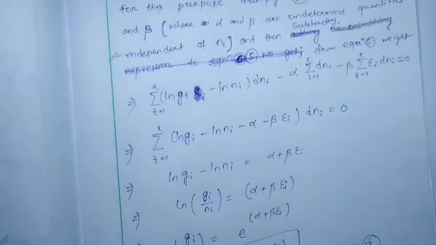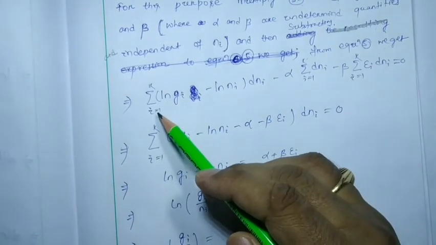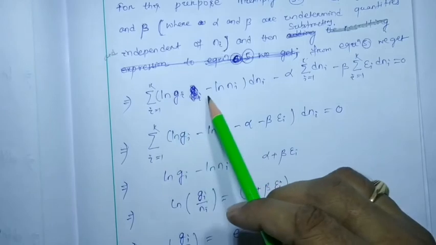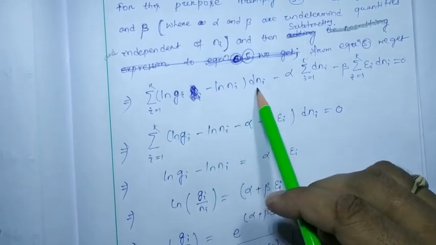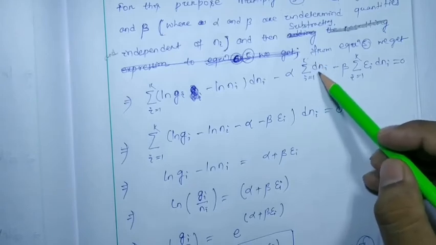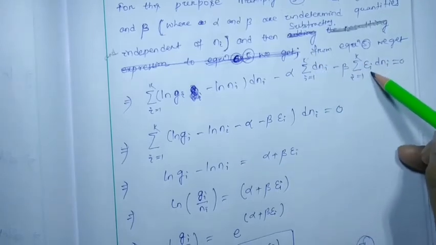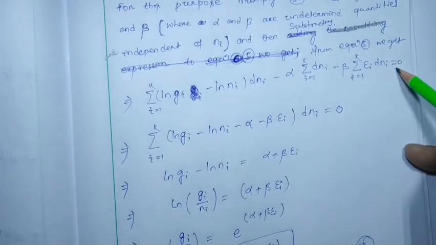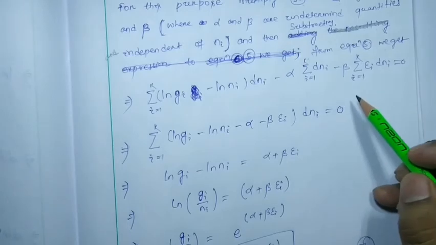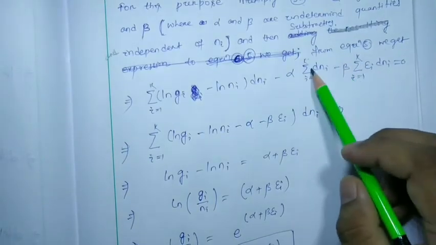What we found is this: summation over i equal to 1 to k of ln gi minus ln ni dni, minus alpha summation over i equal to 1 to k of dni, minus beta summation over i equal to 1 to k of epsilon i dni, equal to 0. Okay, so here you can see that there are 4 terms: 1, 2, 3, 4.